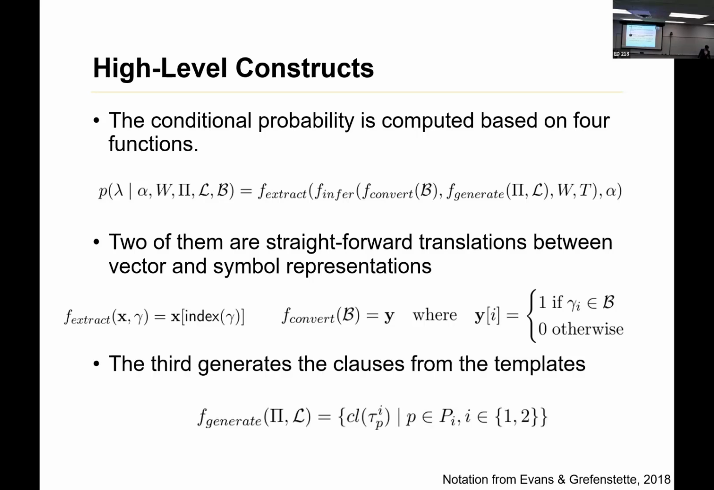And we also have this thing that generates the templates. Again, this is just itertools in Python or something like that. It's just enumerating out all the clauses for a given template. So when you look at all of this, really it comes down to F infer being the main thing that does the work. F infer is the actual neural network.